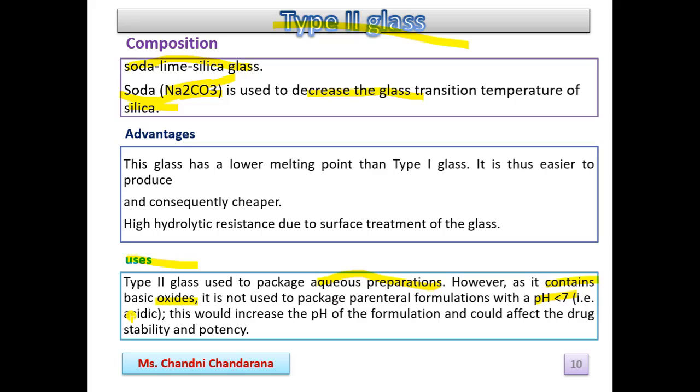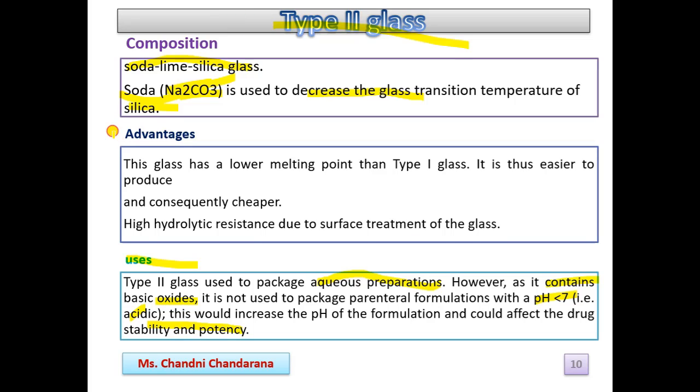For example, if it is acidic, it means we cannot pack the acidic material in type 2 glass. What happens if we do that? This would increase the pH of the formulation and it could affect the drug stability and potency. As I have discussed, there are some criteria to select the type of material. So for basic material only we can select the type 2 glass.